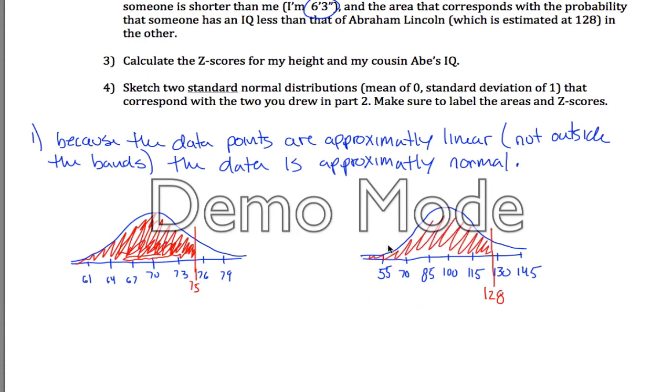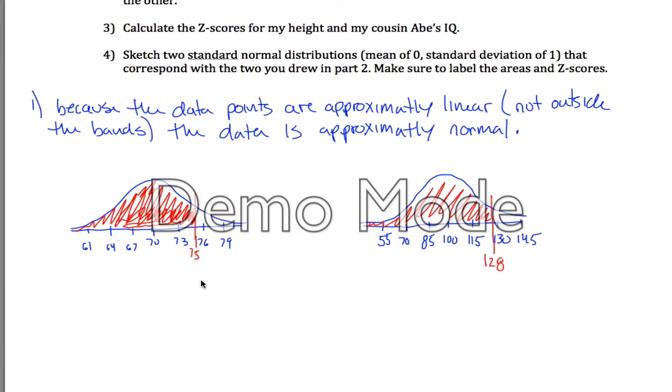But we're supposed to calculate those areas. So you can calculate those areas in a couple of different ways. You could use a calculator, use your stat functions on a calculator, or you can calculate the z-scores and then look those up on a table. So this is part 2 here. In part 3 it asked me to calculate the z-score, so maybe I'll jump ahead and do part 3 now, and then I'll finish up part 2.